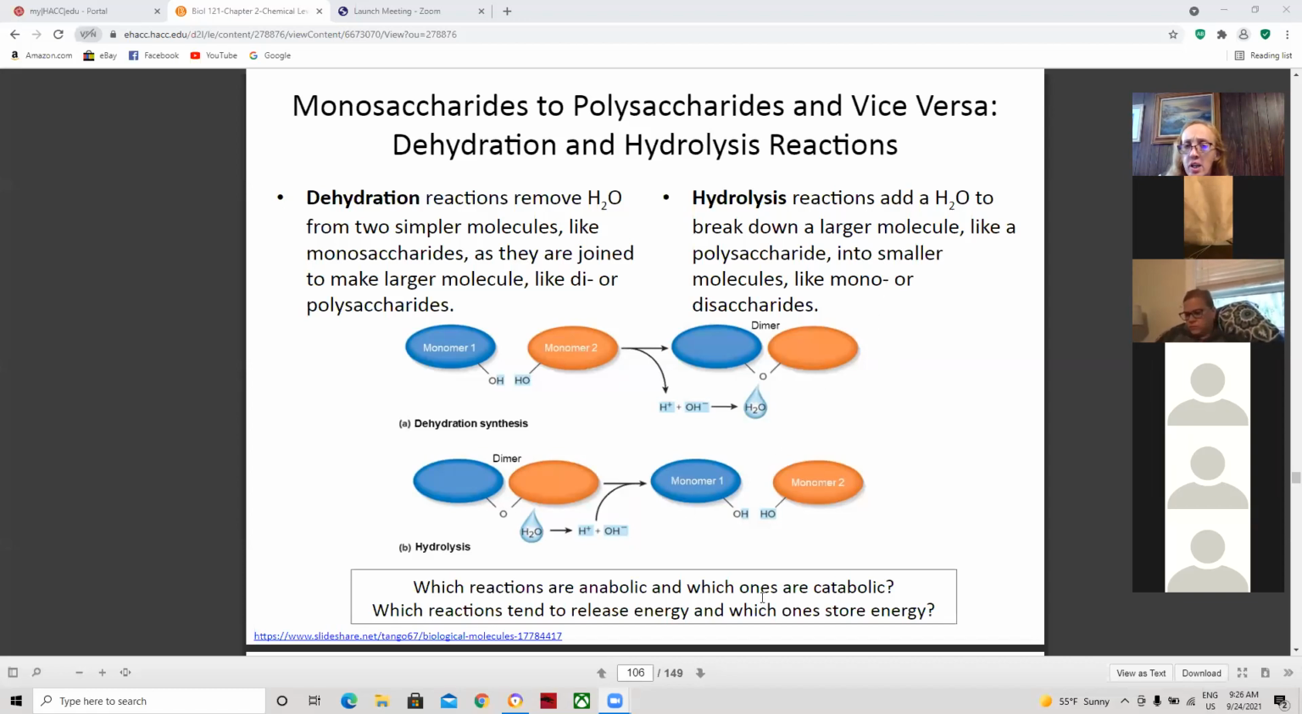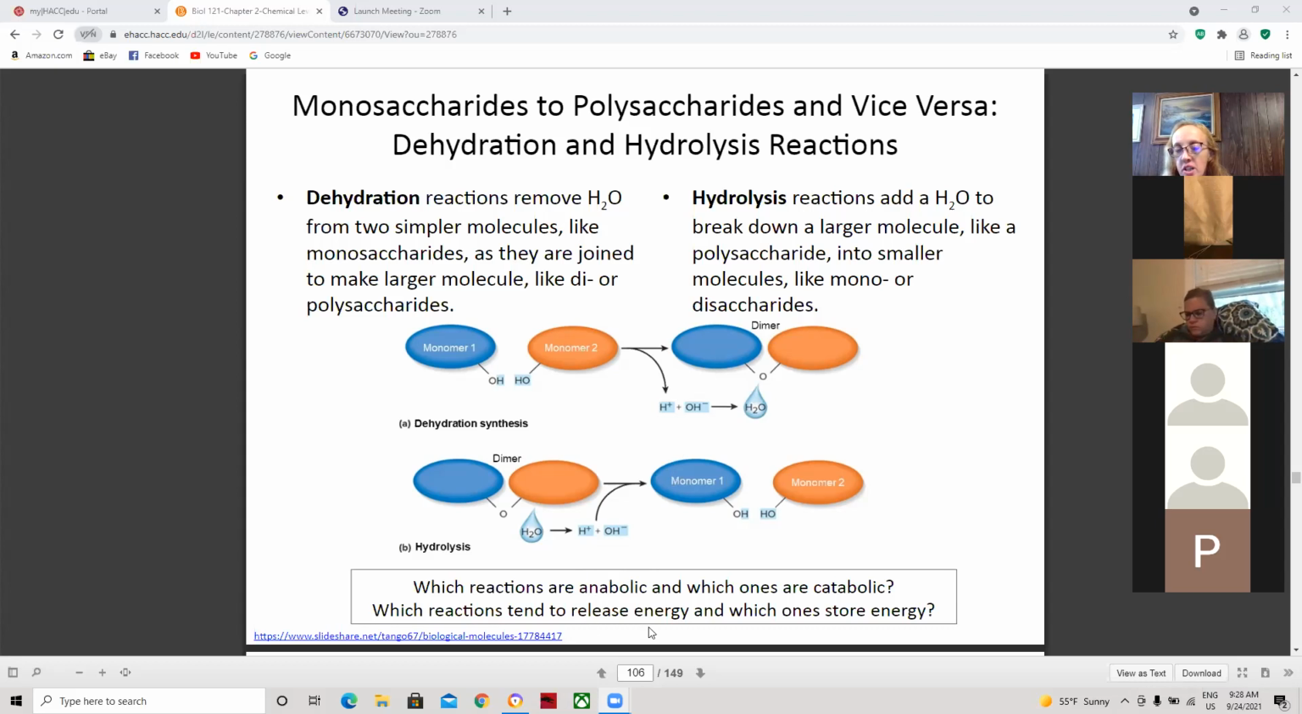Which of these two reactions are anabolic and which one is catabolic? The dehydration synthesis is catabolic. You're right, Patience. Yes. And so what's the other one, the anabolic reaction? That's the hydrolysis one, right? To break it down.